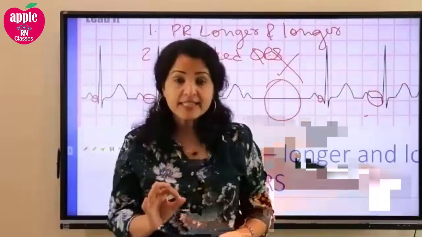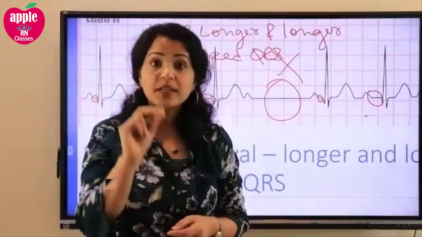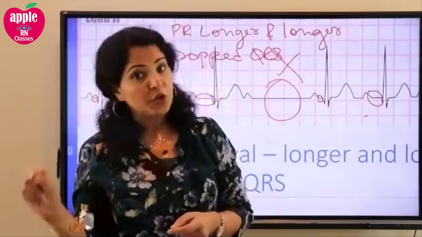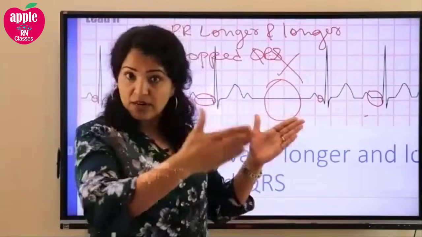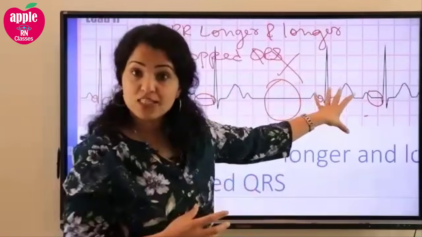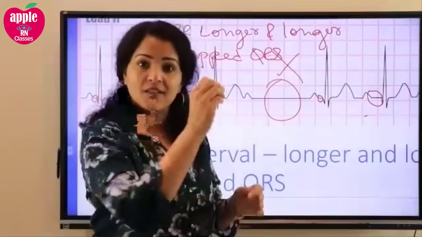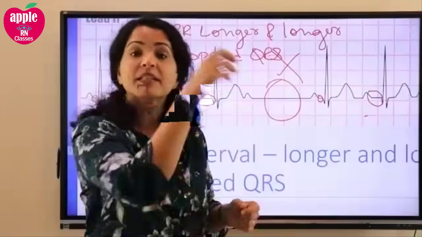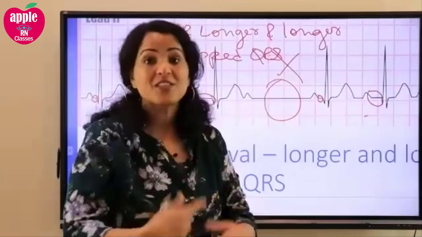So every time in type 1 of second degree block, if you count the number of P and QRS, in 6-second beats, if you count that, there will always be at least one dropped QRS. P will always be there, but the QRS will drop. Then the cycle will repeat. That's what is going to happen.